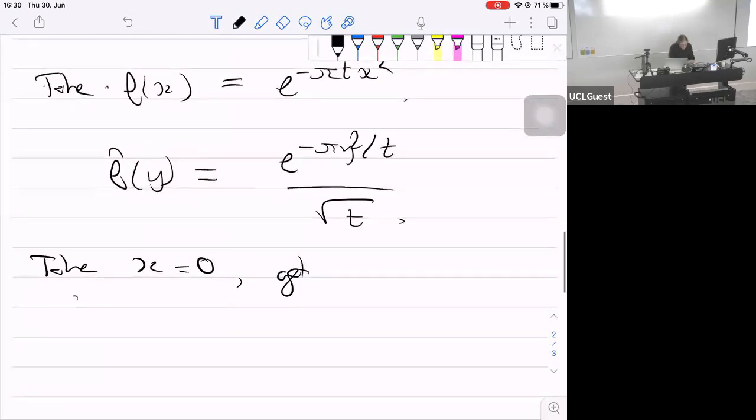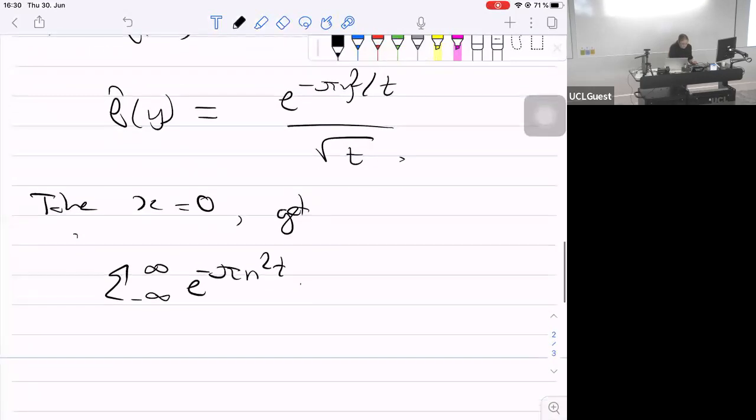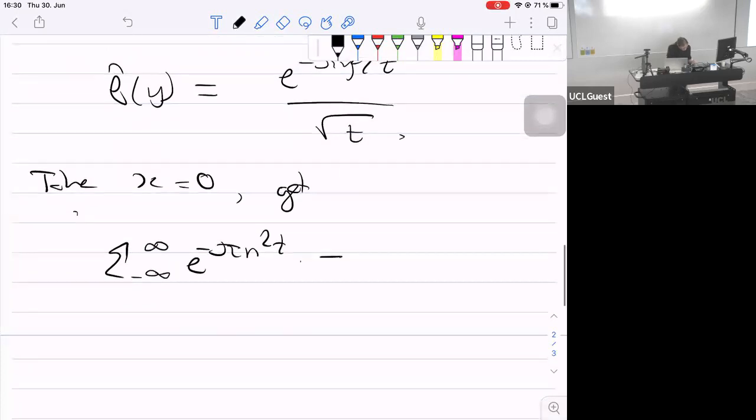And we will get on one side the sum from -infinity to infinity of e to the minus pi n squared t. So this is just the sum from -infinity to infinity of f of n plus 0. And on the other side with the Fourier transform, it's going to be the sum from -infinity to infinity of e to the minus pi n squared over t, all over square root of t.